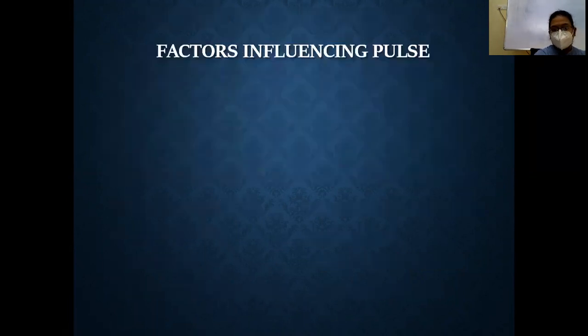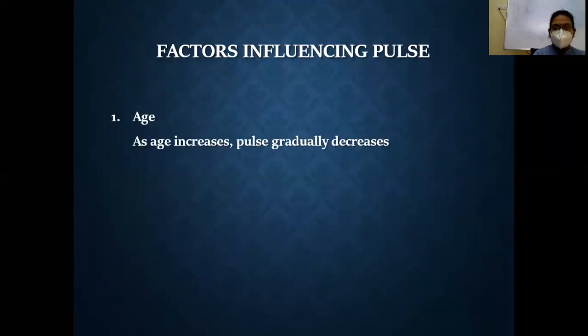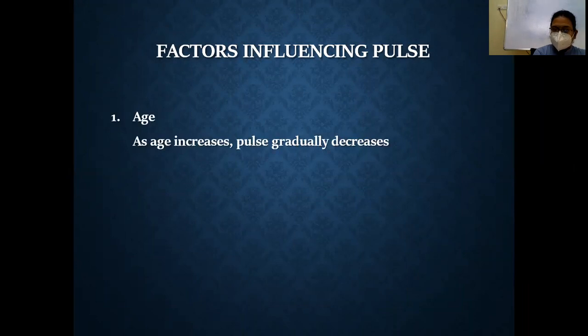Now, again, let us revise what are the factors which would influence the pulse. Age. So as the age increases, pulse gradually decreases. Okay. So we had, in children, the heart rate is quite higher. The normal heart rate is from 120 to 140 in infants up to 1 year of age. But as you grow old, in adults, we consider the normal heart rate to be 60 to 100.